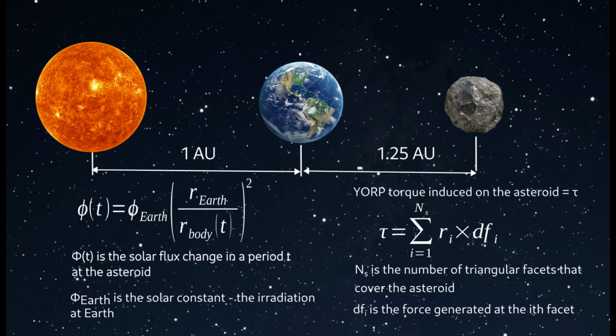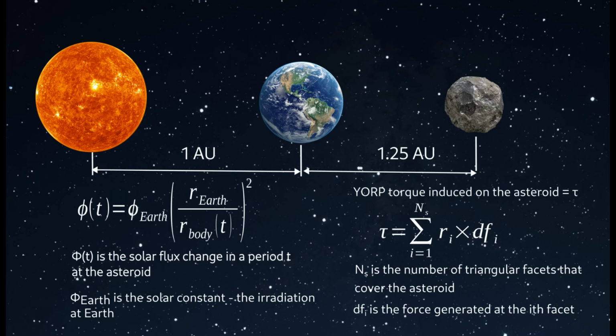Consider now an asteroid on the inner edge of the asteroid belt. The distance of this asteroid from the Sun will be about 2.25 astronomical units. At the Earth, there is a constant called the phi Earth. This is a measure of the amount of solar flux at the Earth. This flux can be used in a simple inverse square relationship to find out what the flux at the asteroid is for a particular period t. This gives the equation on the left.